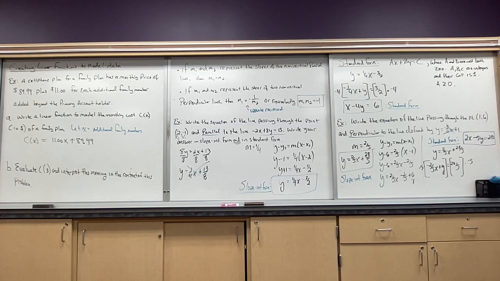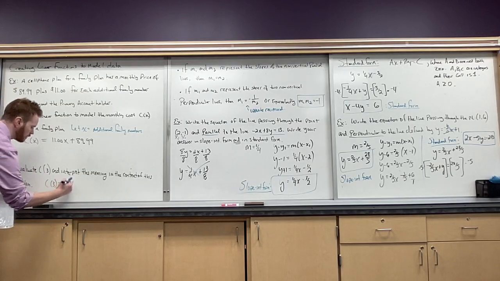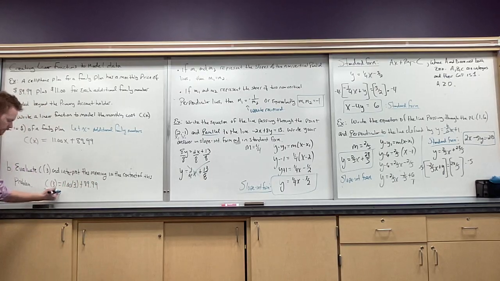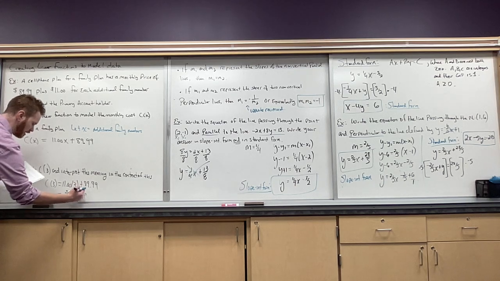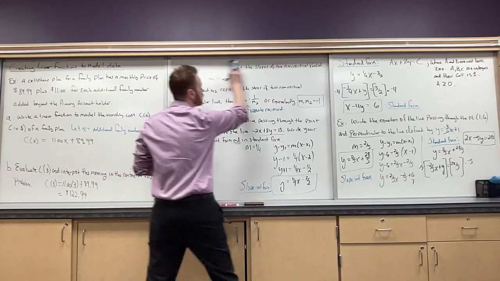But next, evaluate C of 3 and interpret it. So what that means is, what if you had 3 members of your family on this plan? So a small family. So that means I'm going to plug 3 into here and simplify. So C of 3 equals $11 times 3 plus the constant rate of 89.99. Okay, so that's $33 plus the 89.99. We get $122.99, which honestly, that's not too bad.